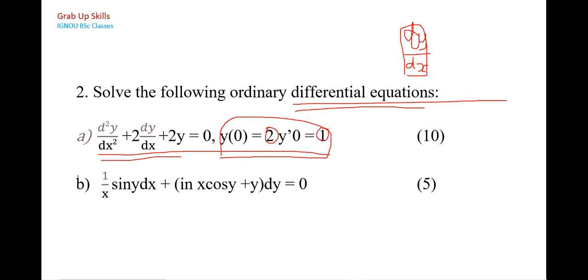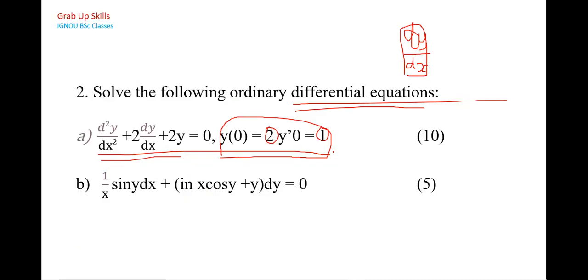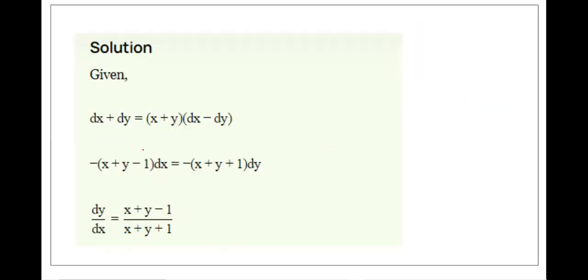I hope you understood the question. They have given a particular equation and two particular conditions for us. When we get these values, y of 0 and y dash of 0, when we solve this equation, we need to substitute these values and get the final answer. We will see how it can be done. So this was the equation that has been given to us.